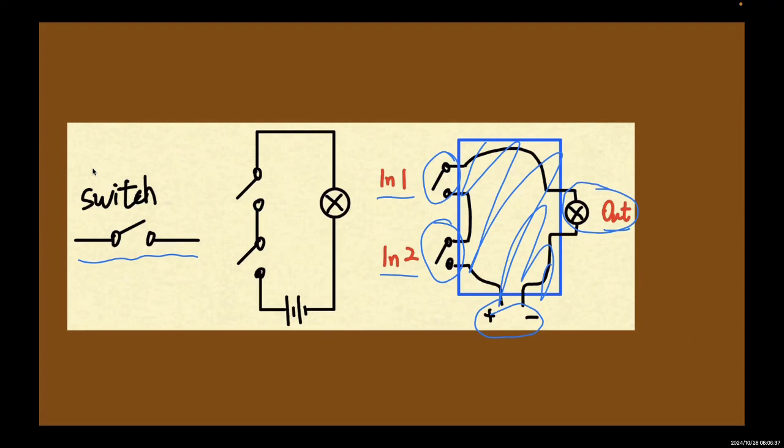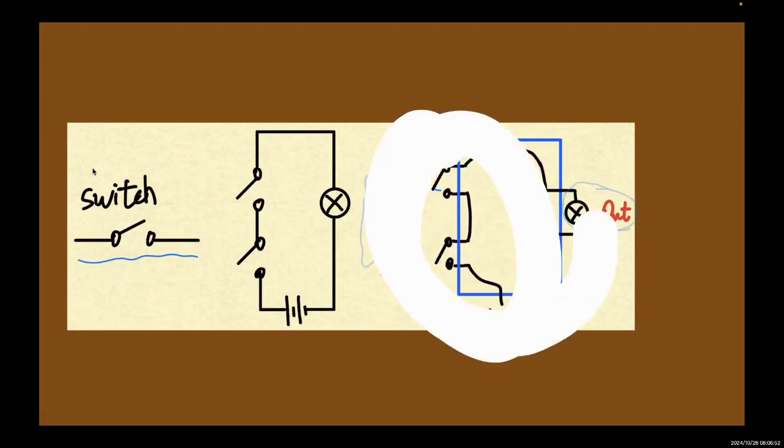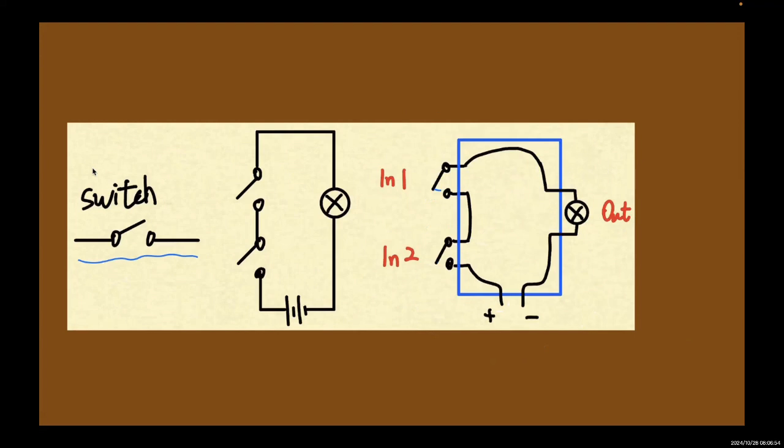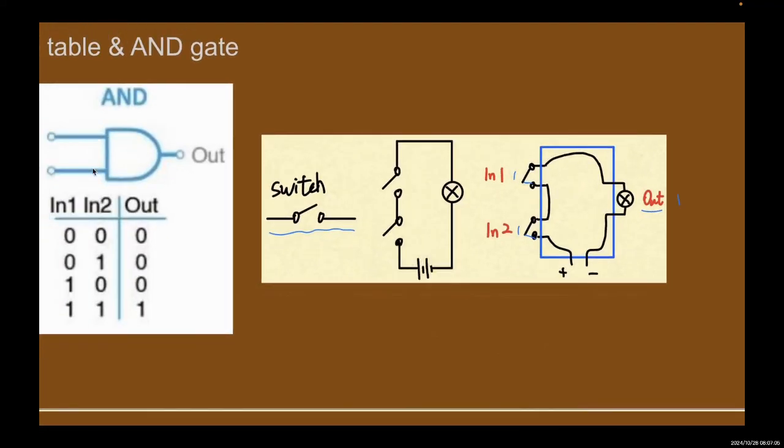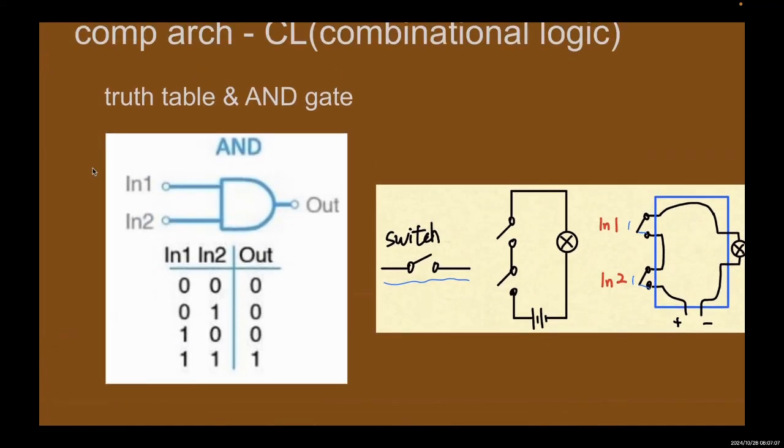So you can find that for in one and in two, when the switch is connected, we say it is one, and otherwise it's zero. Only when the two switches are connected, with two ones as input, then the output is one, which means the bulb is working, and otherwise the output is zero. So this is the truth table.